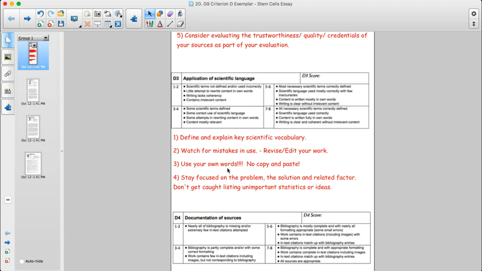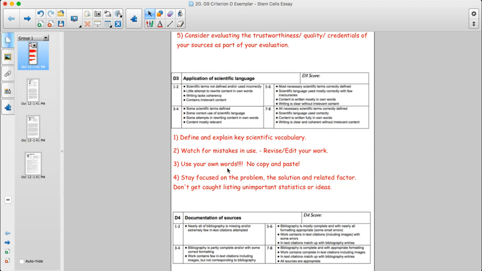Use your own words. Do not copy and paste from internet sources. If you do, we will most likely catch you. And that defeats the point of the essay. We want you to look at different sources, pull key ideas from those different places, and then synthesize them into your own understanding. So it should be your own writing.